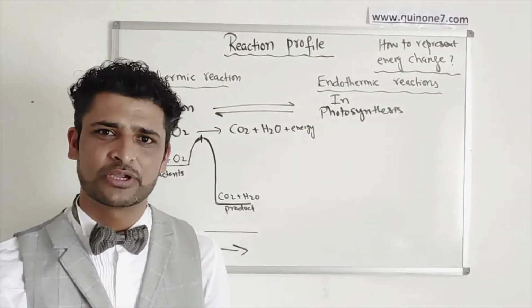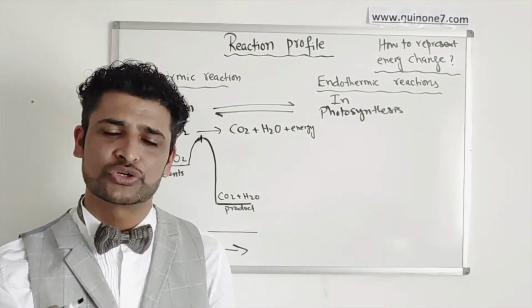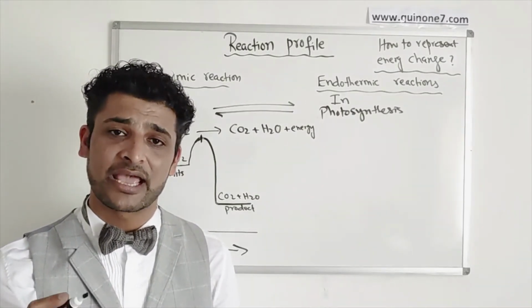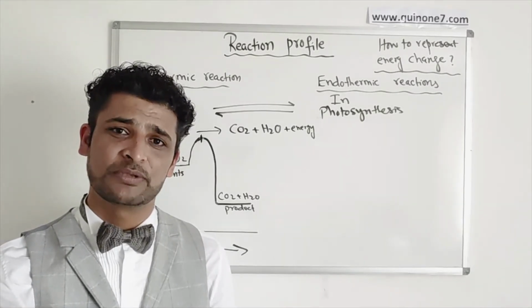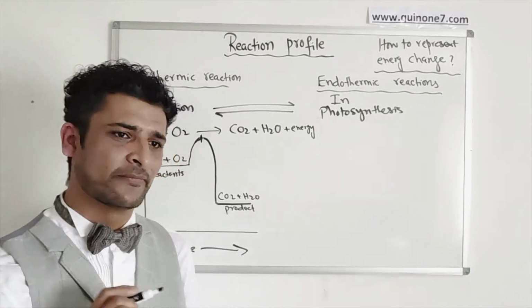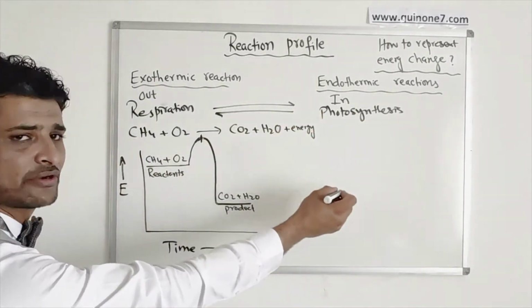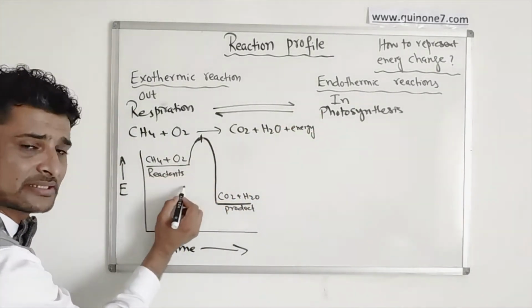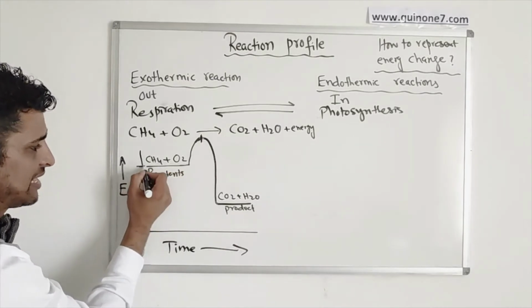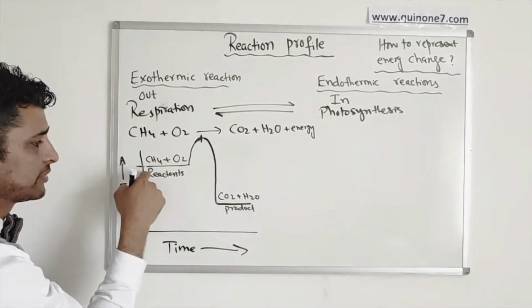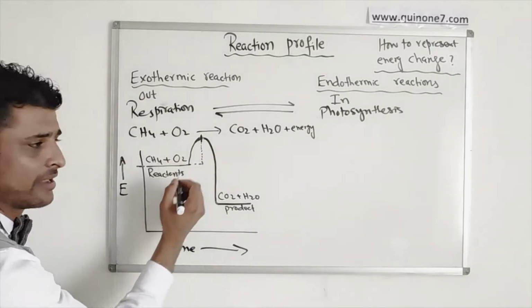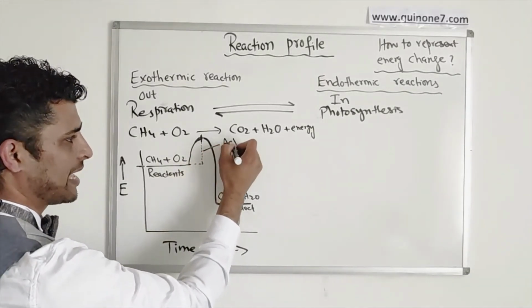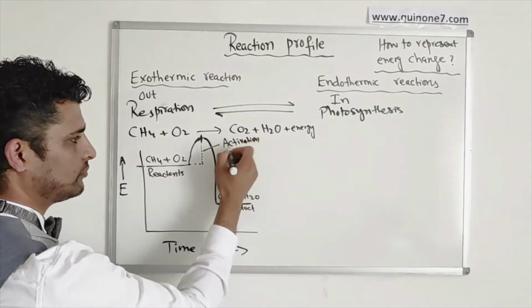In this chapter, please remember, if they ask you to draw and label the activation energy, it will always be from the reactant to the top of the curve. It doesn't matter if it's endothermic or exothermic. So this is the level of the reactant energy. You draw a dotted line from there all the way up to the top of the curve, and you label it as activation energy.